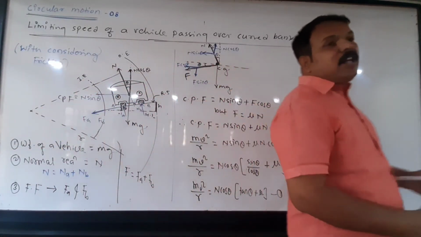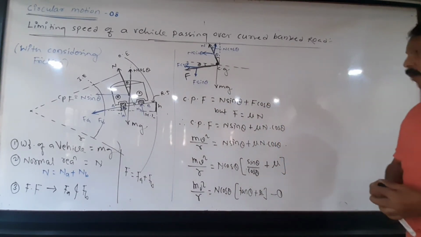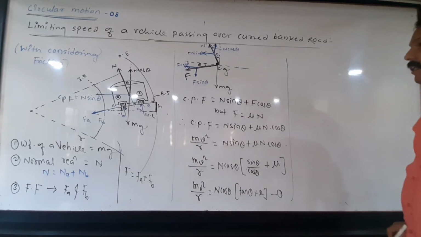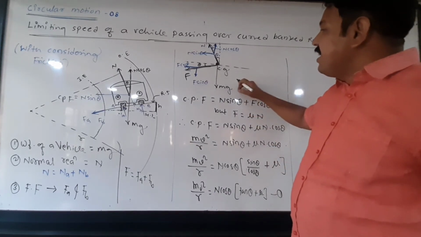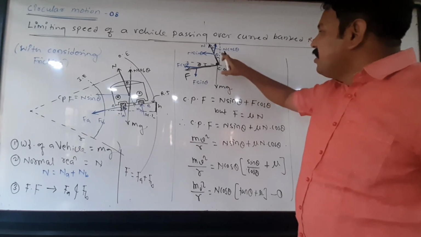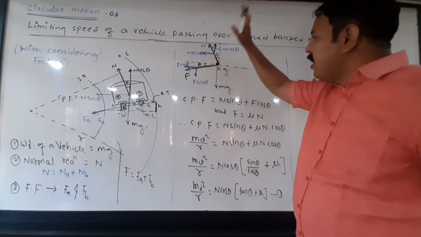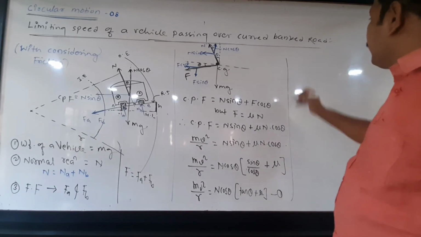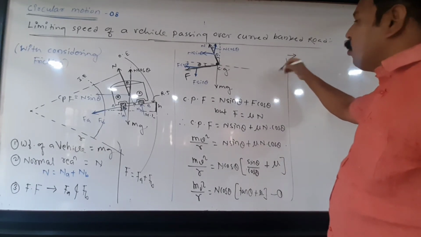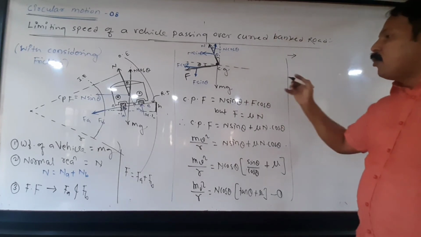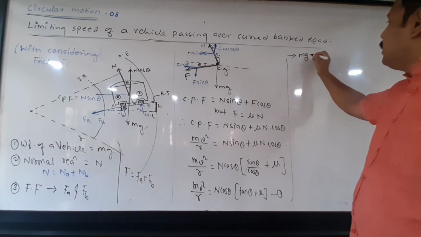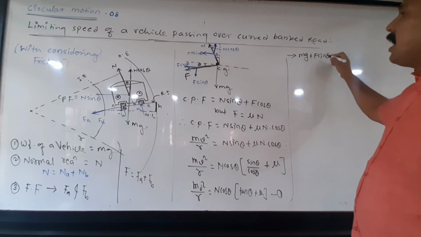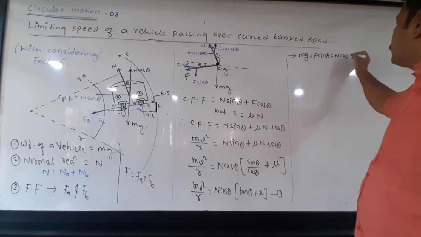Okay. By the horizontal balancing, we obtain equation number 1. Now, look at the vertical balancing. Vertically, there are how many components? 3 components. This is N cos theta upward, F sin theta and mg downward. Means we can say downward force equal to upward force. What is the downward force? mg plus F sin theta, and upward force is N cos theta.